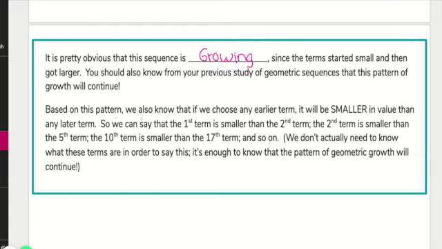Based on this pattern, we also know that if we choose any earlier term, it will be smaller in value than any later term. So we can say that the first term is smaller than the second term, the fifth term is smaller than the tenth term, the 10th term is smaller than the 17th term, and so on. We don't actually need to know what the terms are in order to say this. It's enough to know that the pattern of geometric growth will continue.